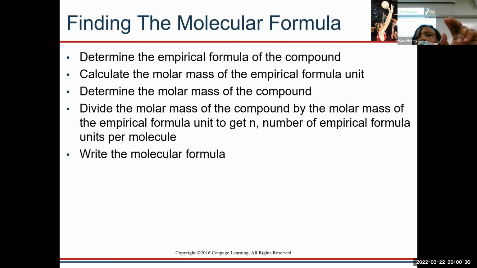The way you do that is you find the molar mass of the empirical formula, and then you divide the molar mass of the compound by the molar mass of the empirical formula. I know you're all looking at me like, that's a whole bunch of writing and a whole bunch of stuff. Let's see it in action.